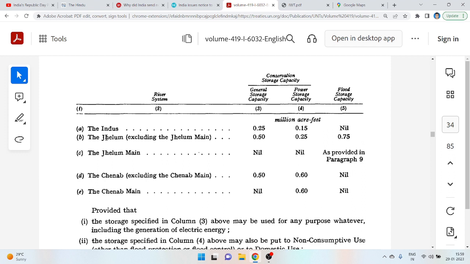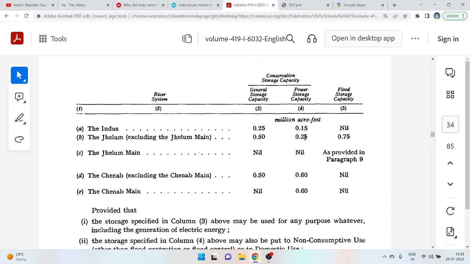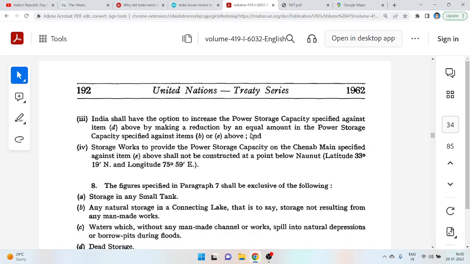On Jhelum, 0.5 and 0.25, that is 0.75 million acre feet storage is possible. And what is Kishanganga storing? 0.65 million acre feet. Kishanganga is storing 0.65 million acre feet, and the limitation is 0.5 plus 0.25, 0.75. That is why India is not violating the limitation of this treaty. And on the Chenab, 0.5 plus 0.6 means 1.1 million acre feet on Chenab. Okay.